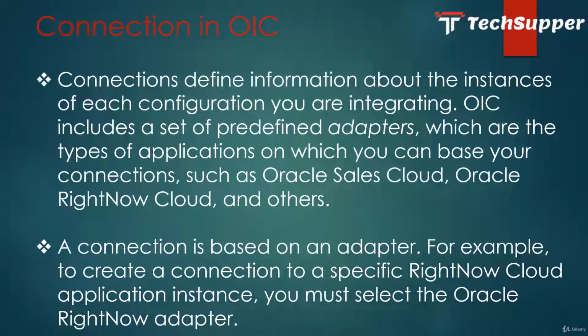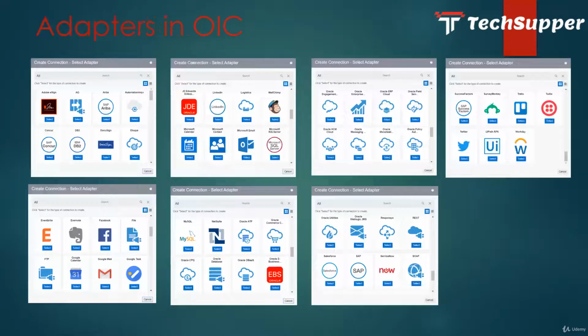A connection is based on an adapter. For example, to create a connection to a specific RightNow Cloud application instance, we must select the Oracle RightNow adapter. As I mentioned, every connection is based on a predefined adapter offered by Oracle. So a connection is an abstract way to create a connection with an application. In OIC, there are a lot of out-of-the-box adapters which can be used to create a connection with any application in the world.